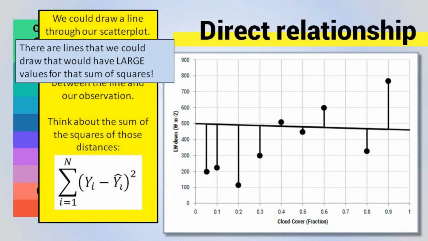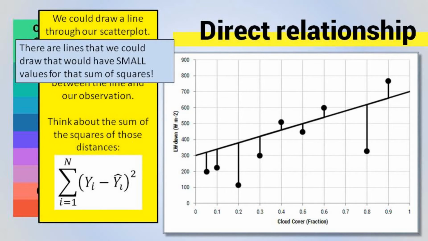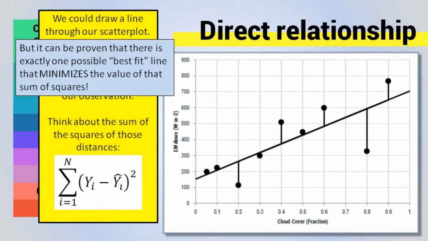We could also draw best fit lines through here that are not so bad, that have fairly small sums of squares of those differences between y_i and y_i hat. In fact, we could get even better. The more I wiggle around with this little line segment, my best fit line, I could start getting in there where the sums of squares of these errors in the estimates are getting smaller and smaller. But in fact, it can be proven that there's exactly one possible best fit line.